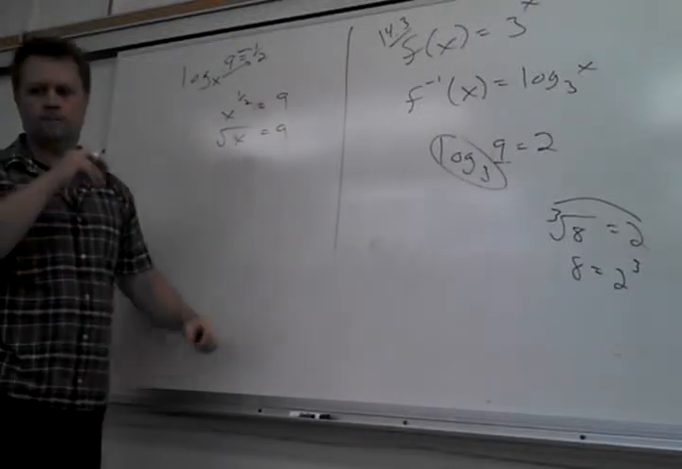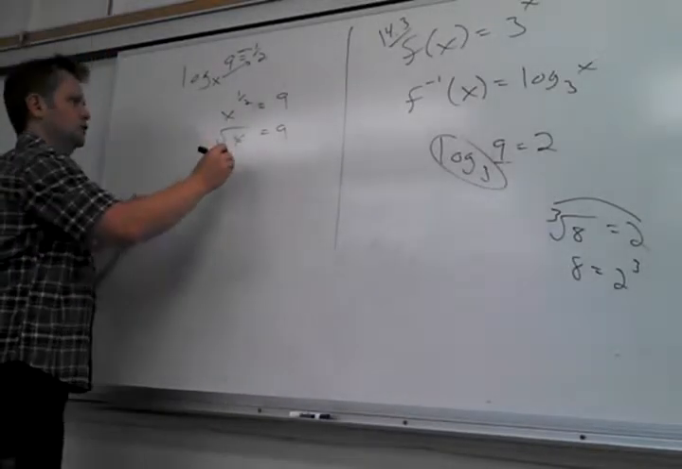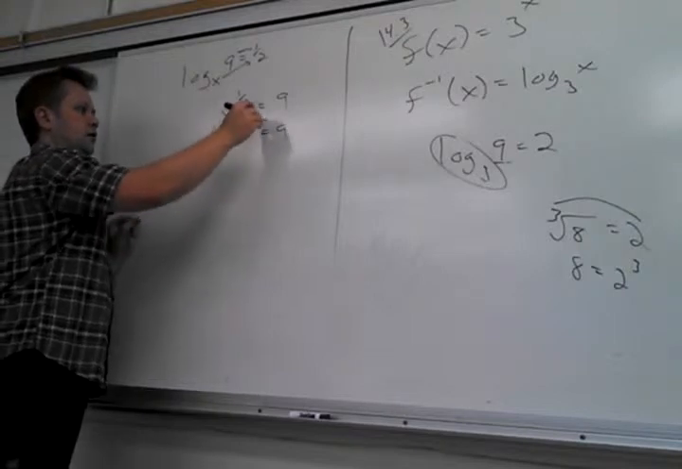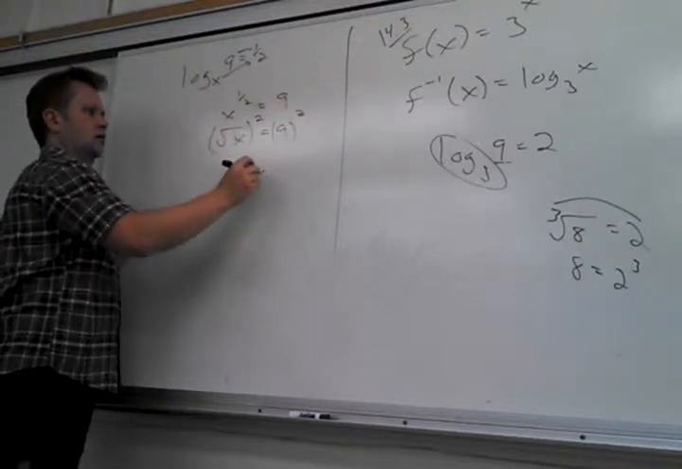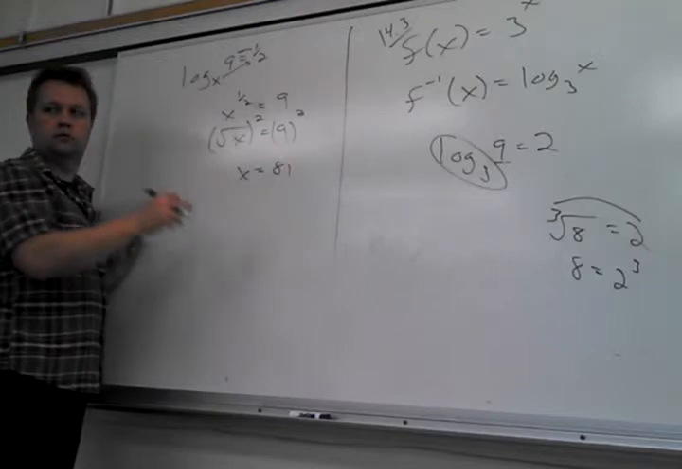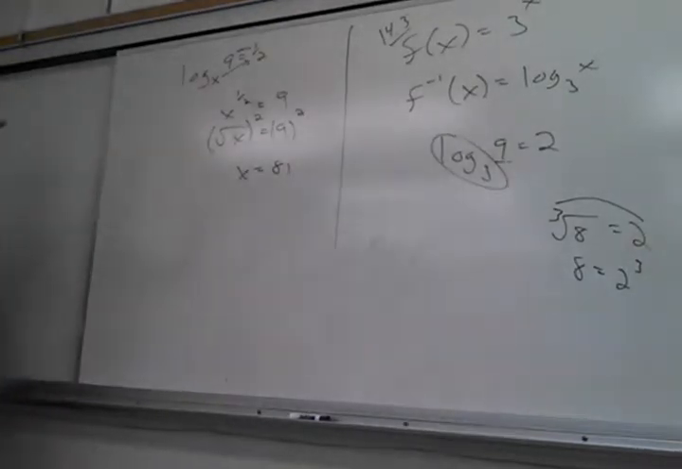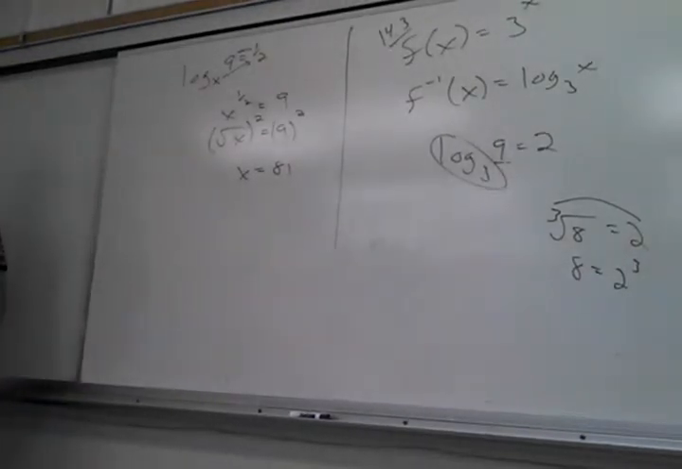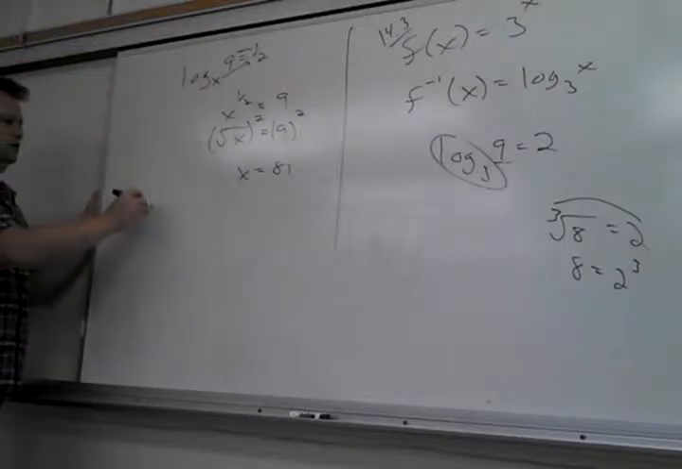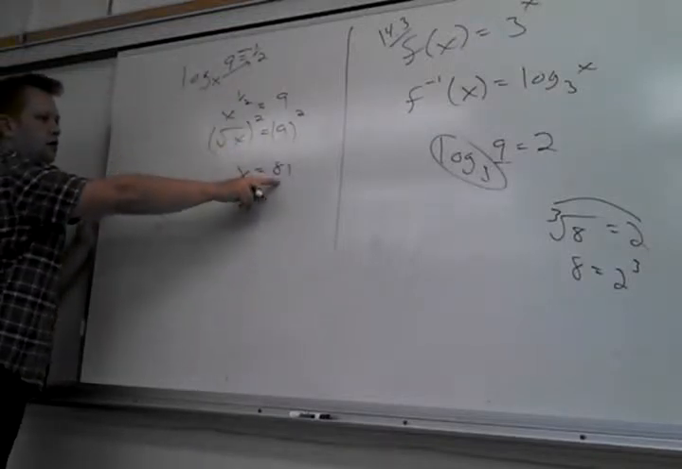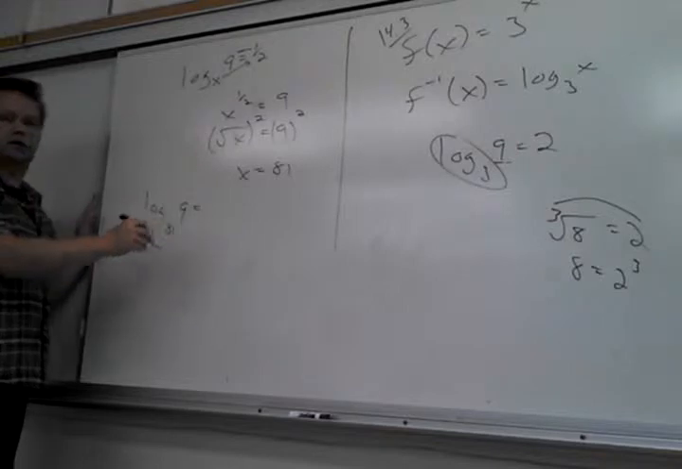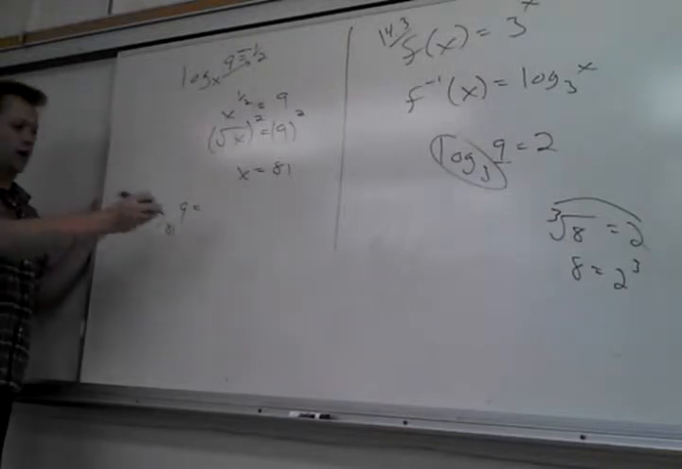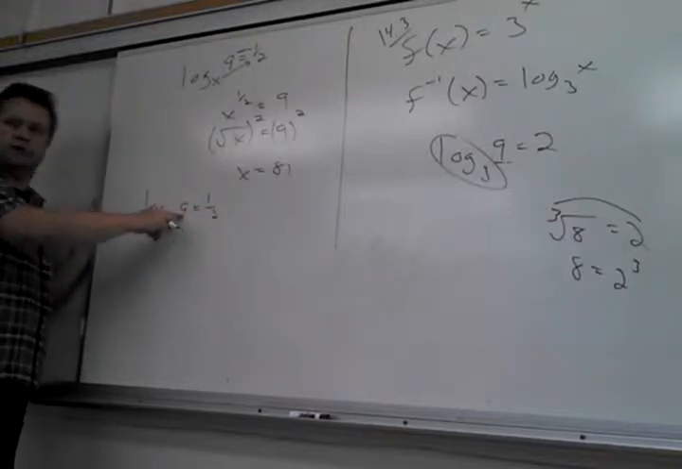Okay. So the answer would be 2 on that, correct? Say what? So the final answer on that. 81. Yeah. Because you square both sides to get rid of the square root. Yeah. And let's check it. Log base 81 of 9 is 1/2 because the square root of 81 is 9.